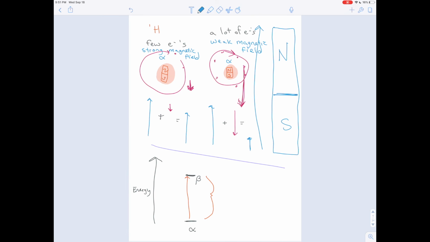The weaker the magnetic field, the easier it is to flip the nucleus. The only reason the nucleus is in that orientation in the first place is because there's a magnetic field there. If the magnetic field is weak, then it's going to be easy to flip it. If the magnetic field is strong, it's going to be really hard to flip it. The magnetic field is trying to keep it the way it is.